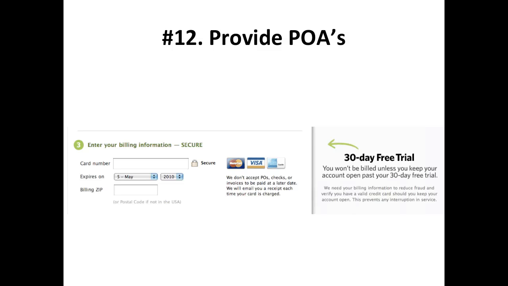And the next one is number 12. They provide POAs. Now, what's POA? I'm sure you still remember, right? It means point of action assurance. In this case, point of action assurances.